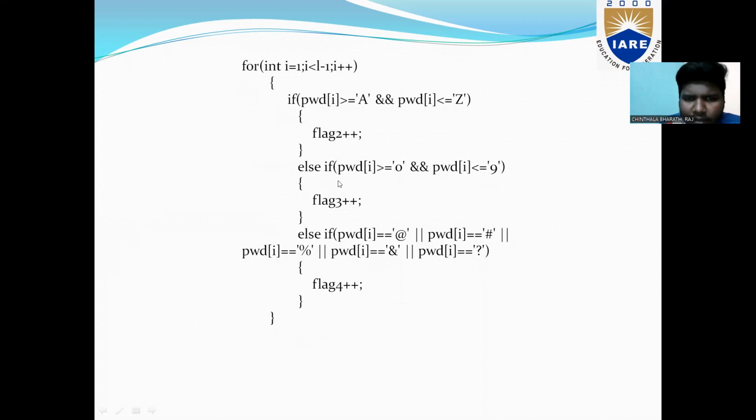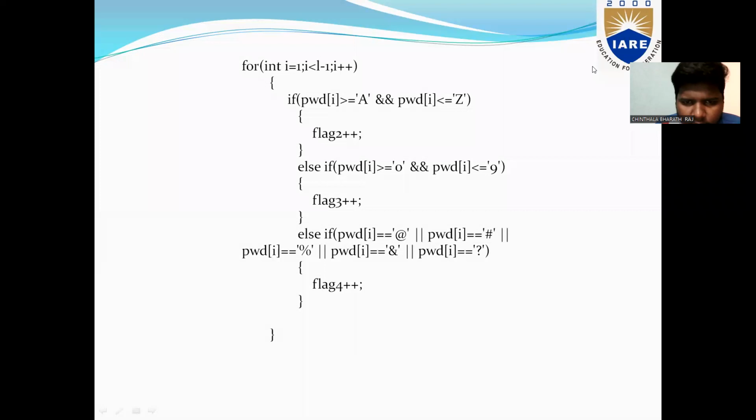If the password character is between capital A and capital Z, the flag will be increased. In case it is not, it goes into else if the password character is greater than 0 and less than 9, then flag3 is incremented. Now if these conditions are not satisfied, then it goes to else if.